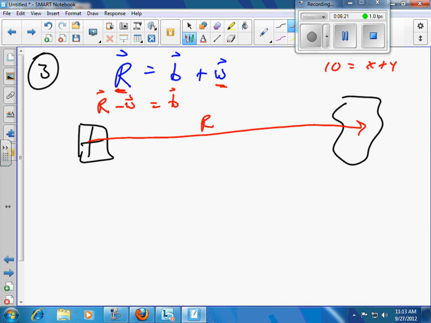Does that make sense? So it's now what kind of question? Vector subtraction. And what do you have to subtract? You have to subtract the resultant minus the wind, which we know means resultant plus minus wind. Resultant plus minus wind. I'll leave you with that.